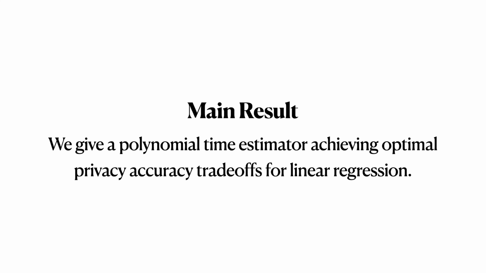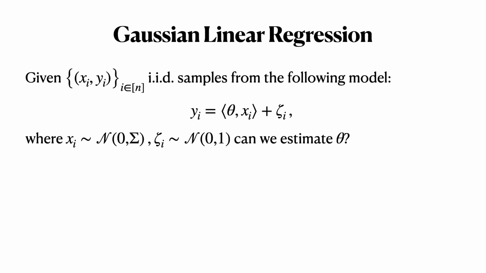Formally, the model we consider is that of Gaussian linear regression. We have a bunch of IID samples where xi is drawn from some high-dimensional Gaussian with unknown covariance structure, and yi is generated by taking the inner product with some unknown parameter vector theta and adding a little bit more Gaussian noise. And given IID samples from this model, our goal is to get an estimate of theta which achieves low generalization error.